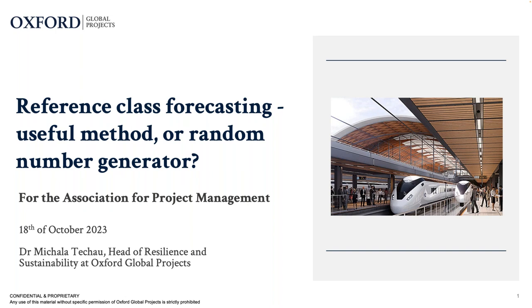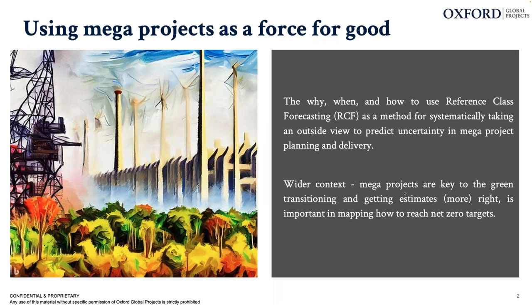So in terms of mega project management, or mega projects in a wider context, my passion really lies in understanding how we can use mega projects as a force for good. So as an example, in the green energy transition, more realistic, more accurate estimates for mega project performance in terms of delivery are really important in informing our understanding of how and by when we can reach the net zero targets that we have boldly set ourselves. And so to that end, RCF or reference class forecasting can really provide important insights to inform our prioritization of projects and hence hopefully also better resource allocation.